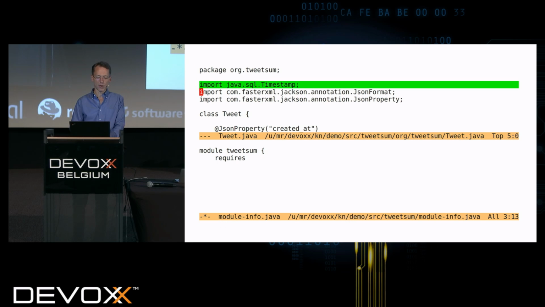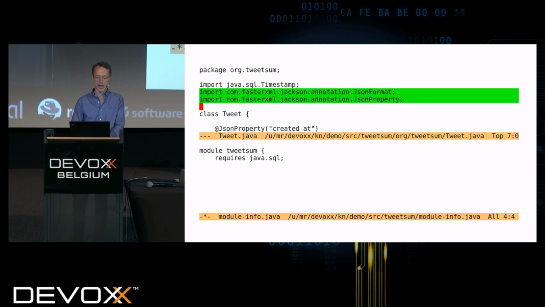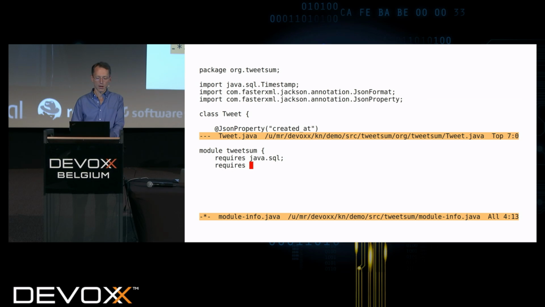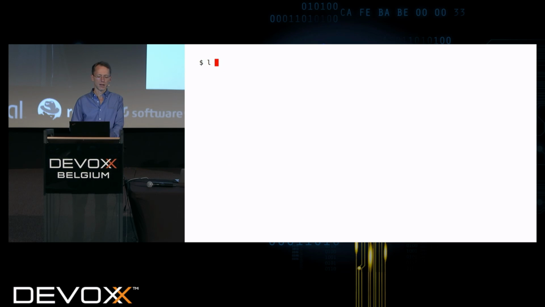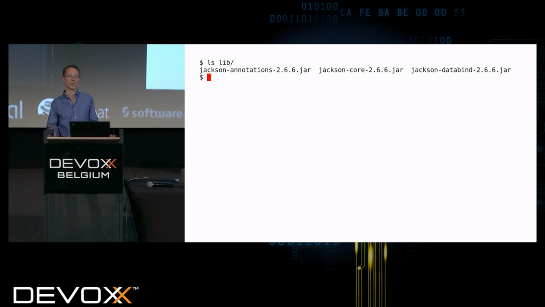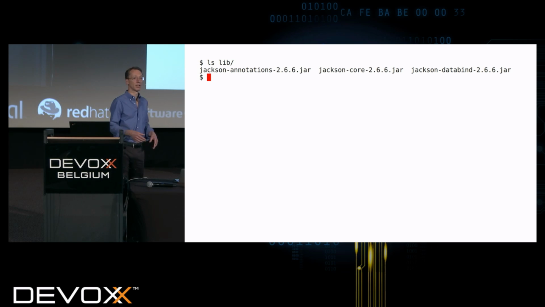So here we need to import, we're using the SQL timestamp class, so we're going to require that SQL module. We saw a little bit of that earlier. We also need, let's see, we've got these Jackson annotations. Huh? Wait a minute, I don't have these in modules. I mean, all I've got here in my lib directory are these Jackson jar files. They're not modules, they're just jar files I got off Maven Central.